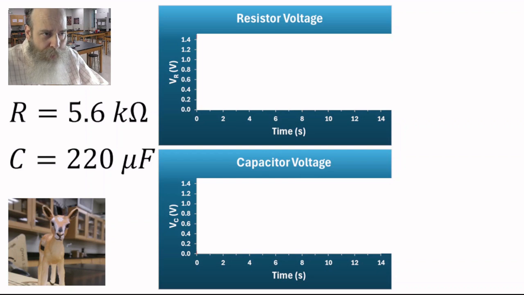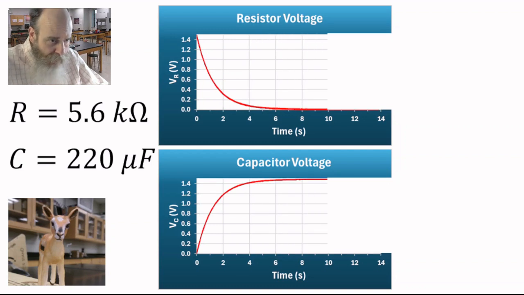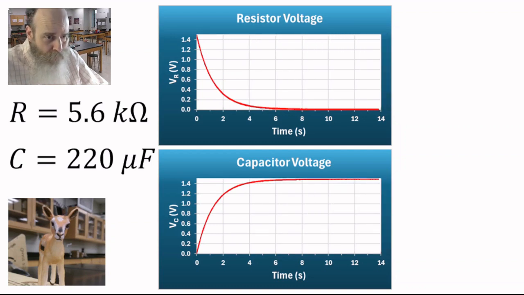This is the data which we obtained. At the top is a graph of resistor voltage versus time, and at the bottom is a graph of capacitor voltage versus time. You can see that the resistor voltage starts high and then goes to zero and remains constant, whereas the capacitor voltage starts at zero and increases to a constant value.